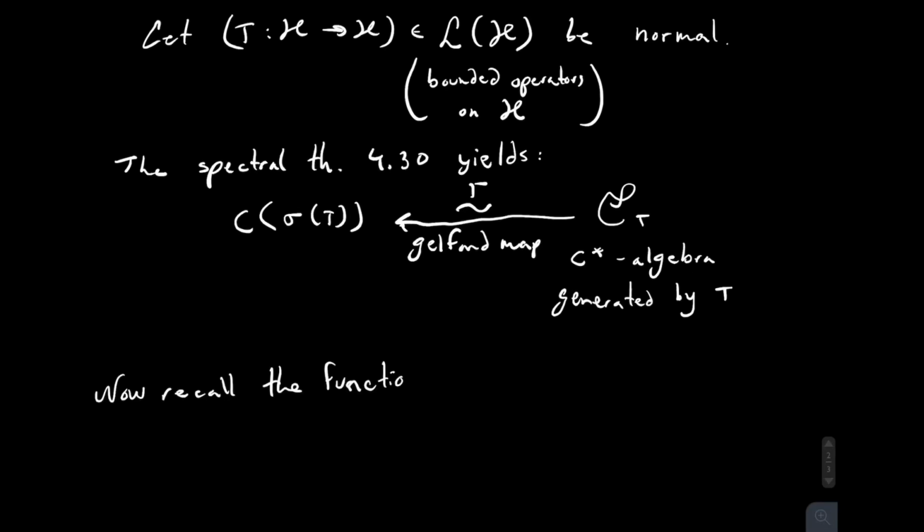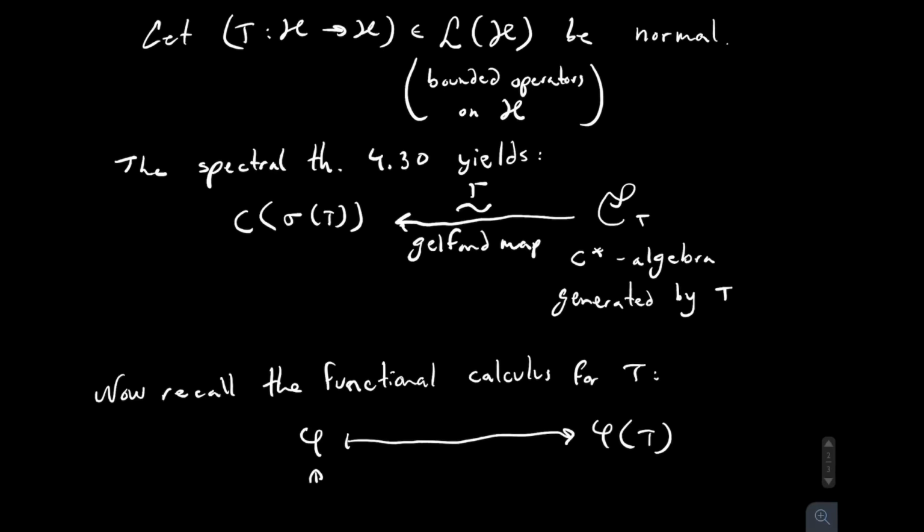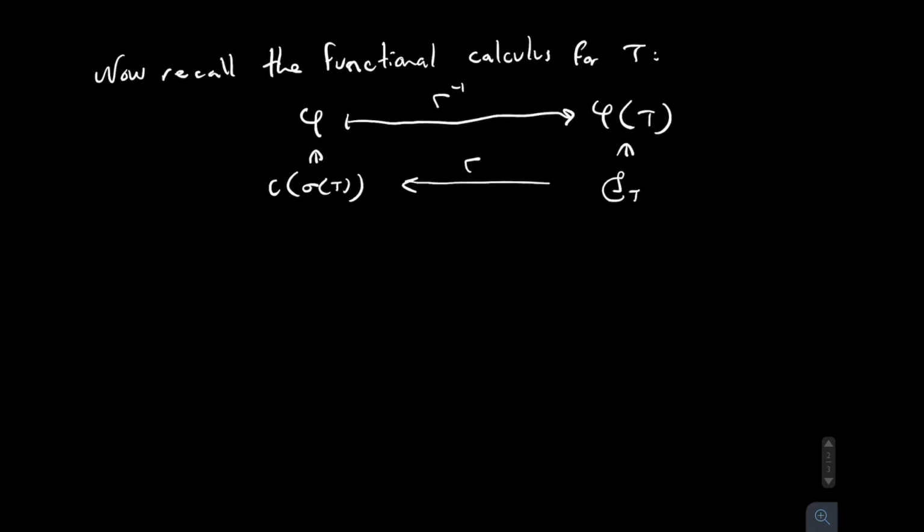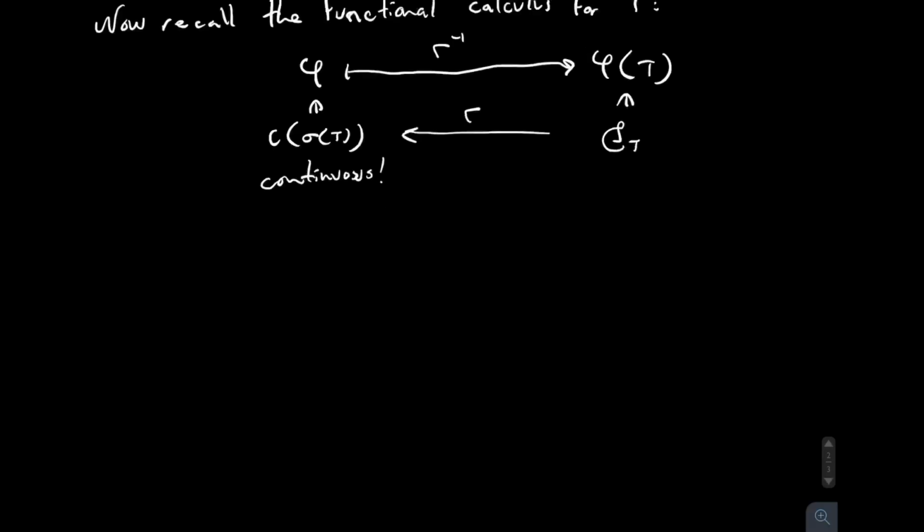So recalling that and recalling the functional calculus for T, we see that for a phi, which is a continuous complex valued function over the spectrum, we generate an operator in C sub T just by taking gamma inverse. And note that this phi is a continuous function.